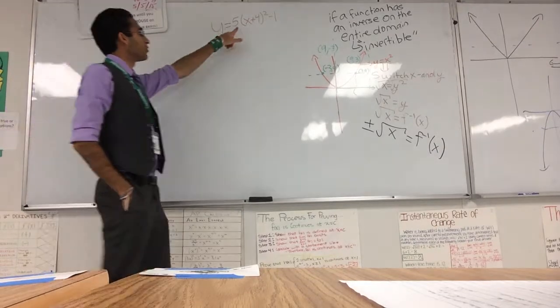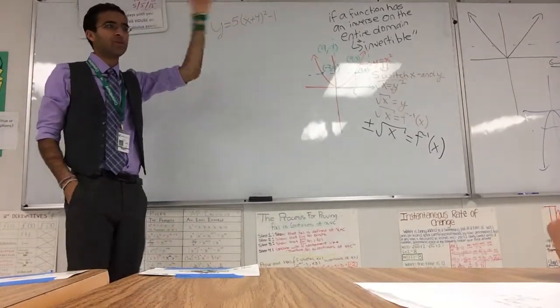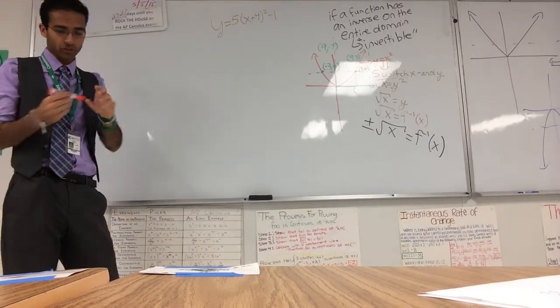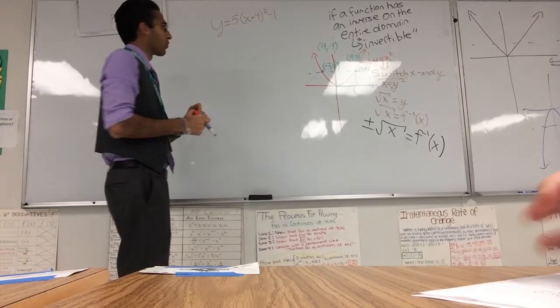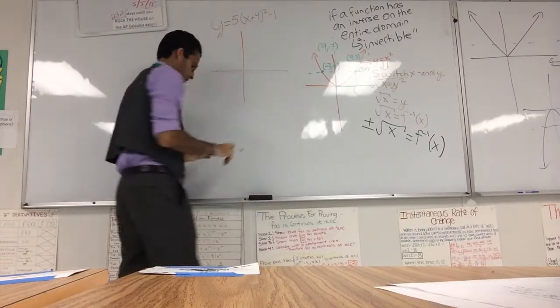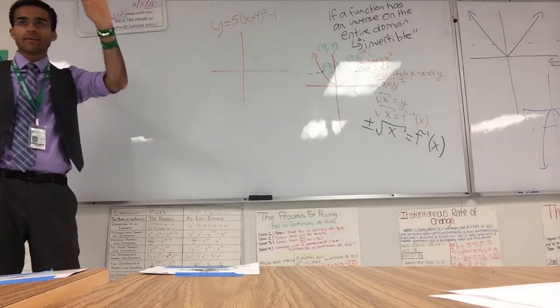So y equals 5x plus 4 squared minus 1. The first thing we need to do is graph this. At this point, everybody in this class should be able to graph this function. If you can't, I hope to see you tomorrow at tutorial. So there are 3 transformations that have happened.